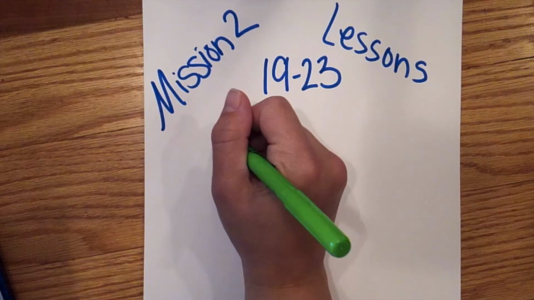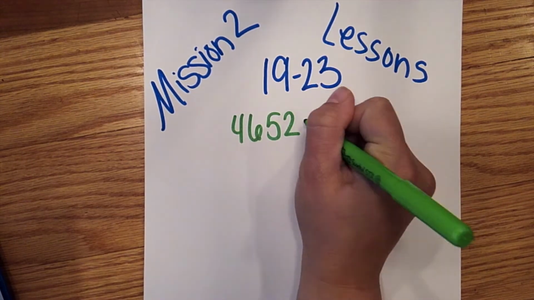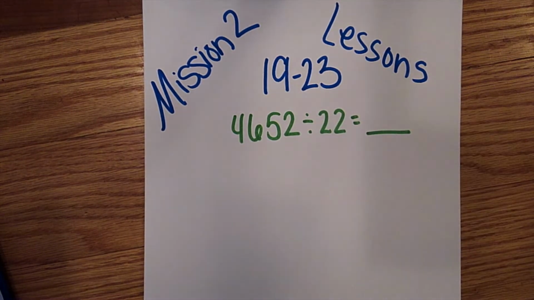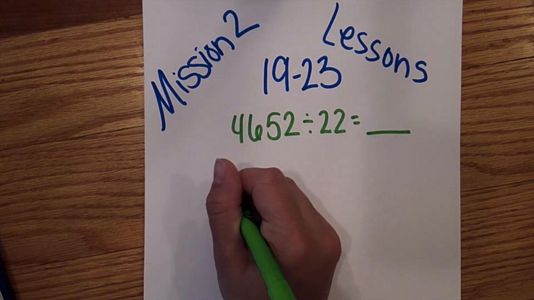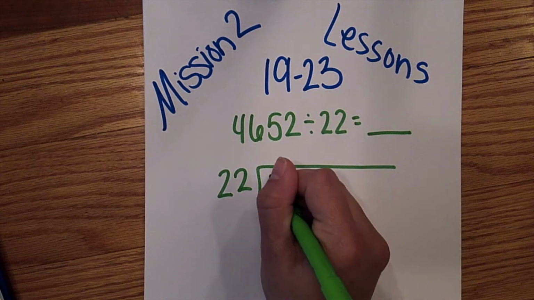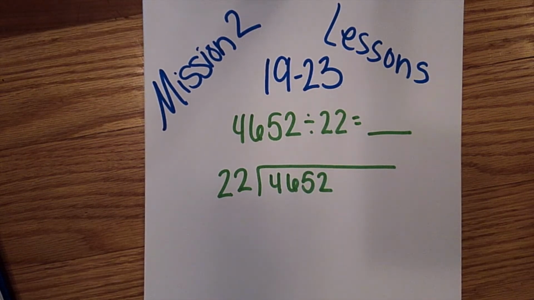First of all, we are going to divide 4,652 by 22. And remember, our answer is going to be our quotient. And then we are going to check it using multiplication. So let's go ahead and set this up in a long division style. We are going to use a standard algorithm to do this.